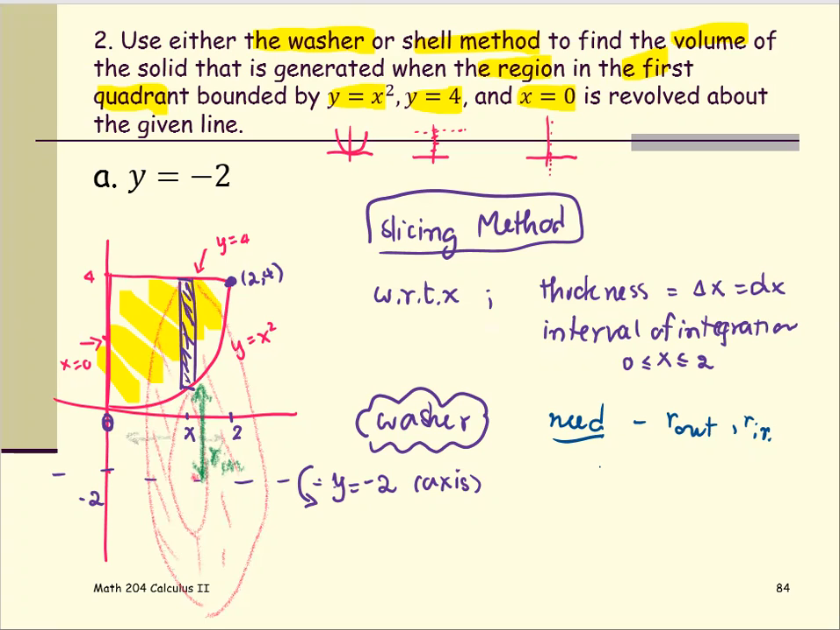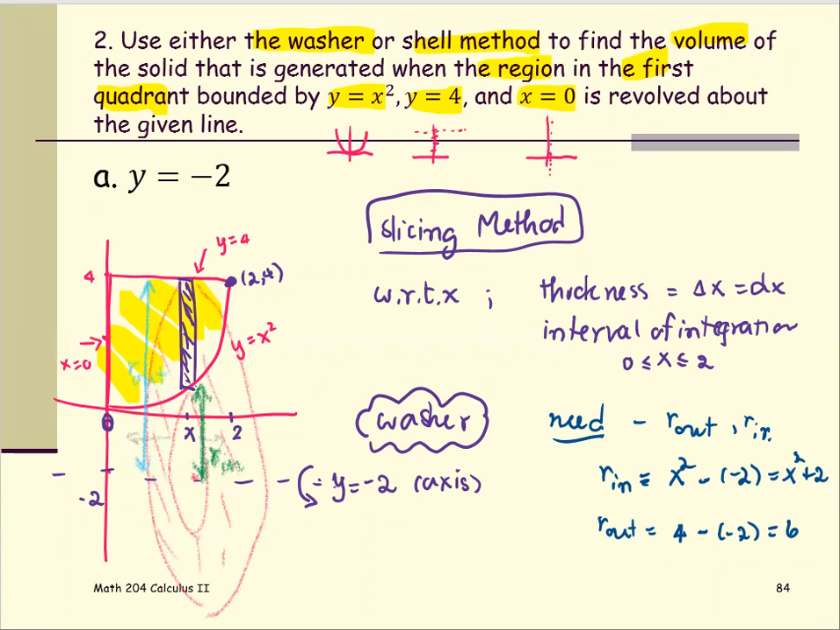Then we make a note on the side here. The inner radius is the measurement from the closest curve to the axis of revolution. The closest curve is on top of the axis of revolution, so we can set it up as x squared minus negative 2, or x squared plus 2. And then the outer radius would be the measurement from the furthermost graph all the way to the axis of revolution. I'm going to write this as R out. So for the outer radius, the top graph is y equals 4, and the bottom is the axis of revolution, negative 2. Then we get the outer radius as the value 6.